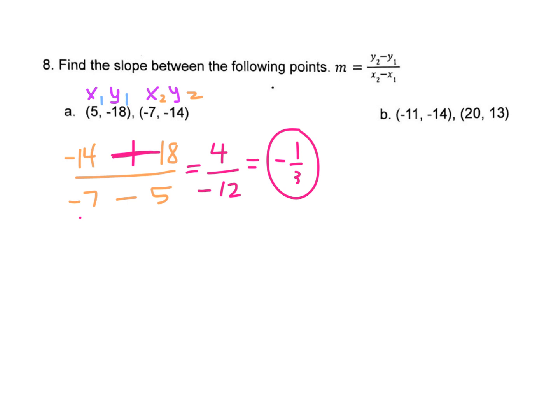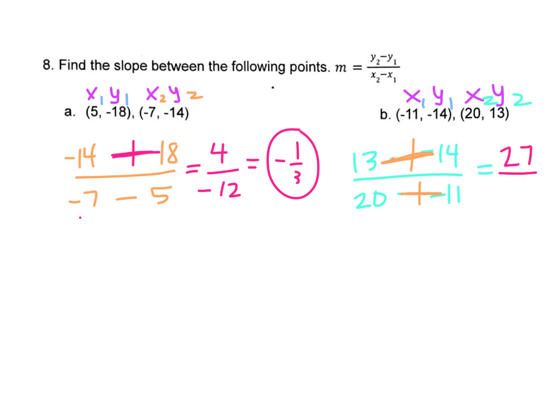Moving on to the next example, same thing, label your ordered pairs, assign the 1s and the 2s, and then make sure you're filling in the correct spots. y2 minus y1, x2 minus x1. A double negative joins together to create a positive. So 13 plus 14 is 27, and 20 plus 11 is 31, and they have no common factors, so that's your final answer.